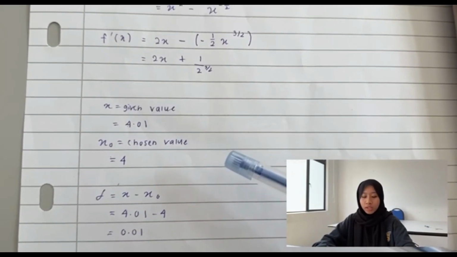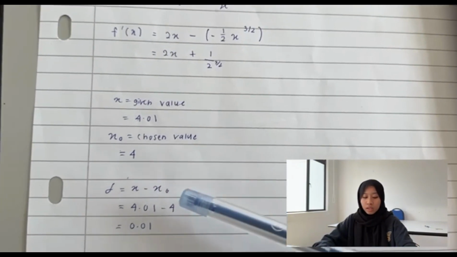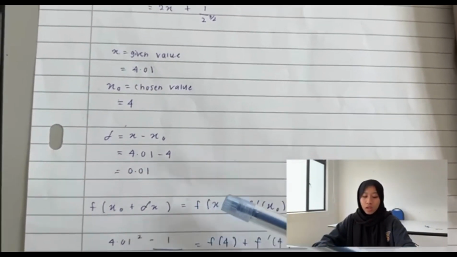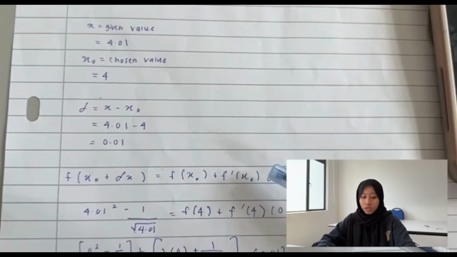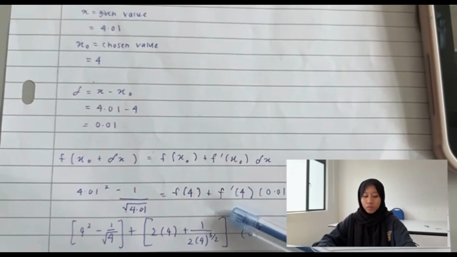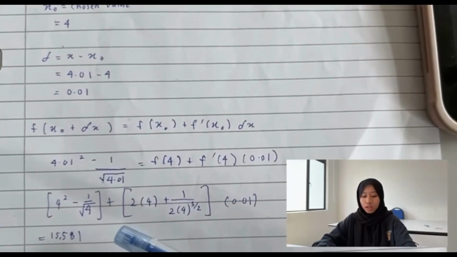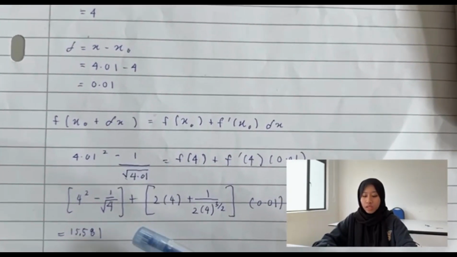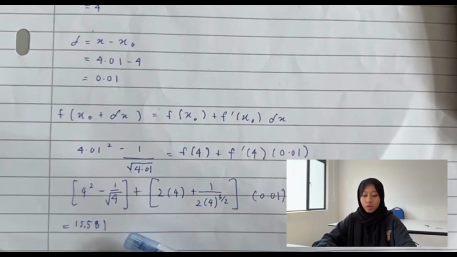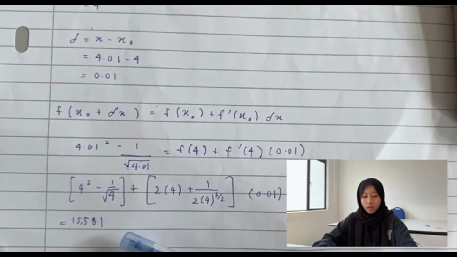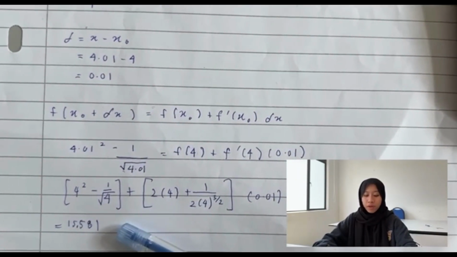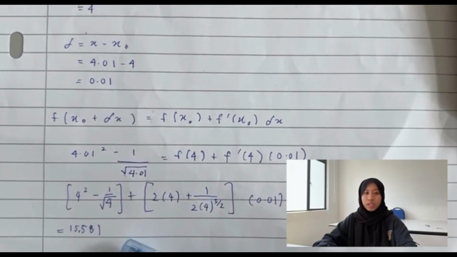Then we calculate the small change in x. Use the linear approximation formula. We substitute all the known values. Hence, using linear approximation, the estimated value is 15.581, correct to 3 decimal places.